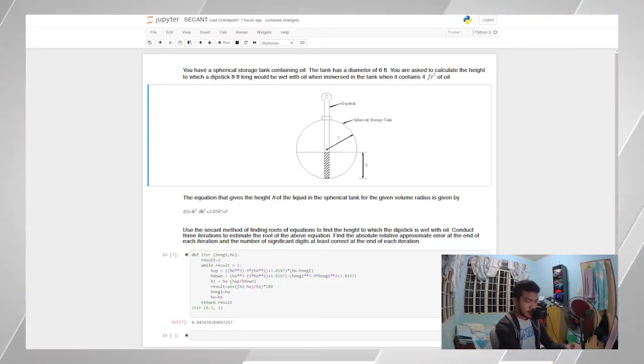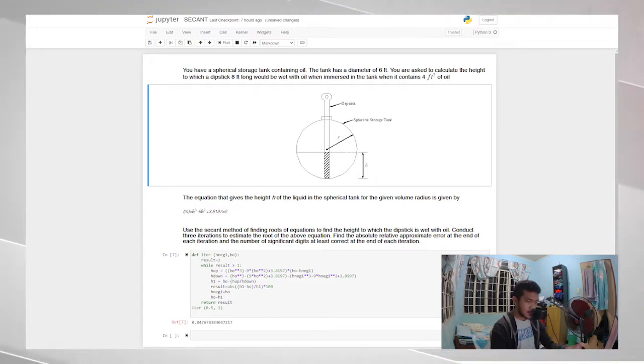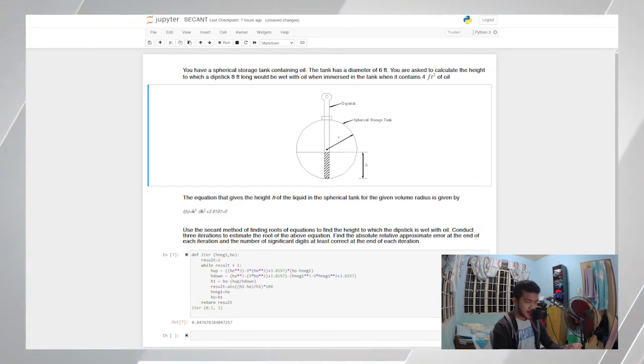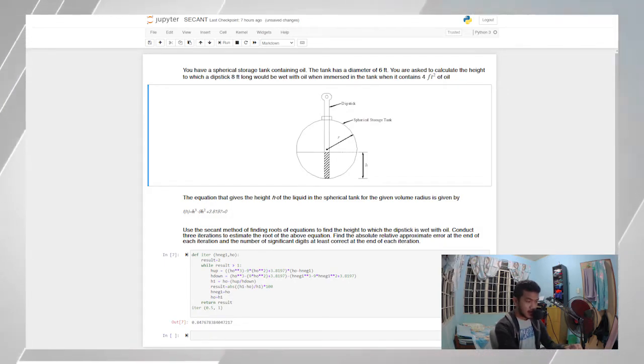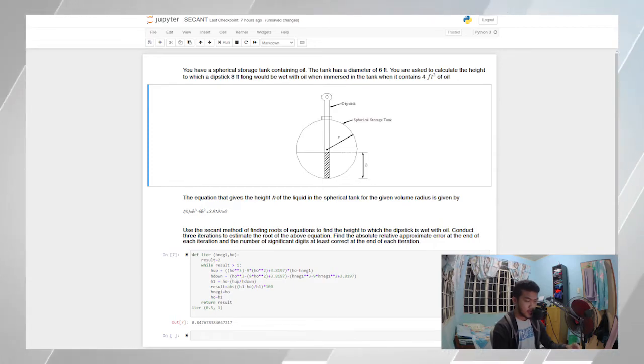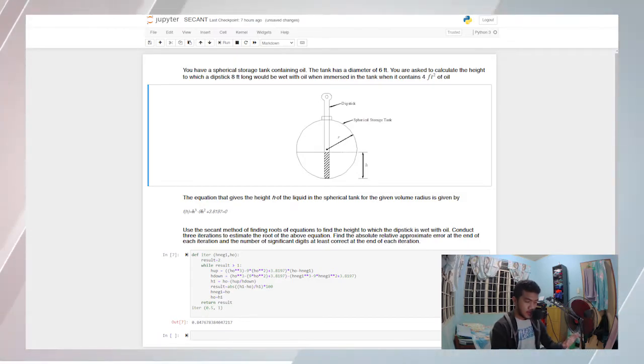Once we get h1, we'll then need to find the absolute value of h1 minus h0 over h1 times 100. So basically that's a percentage. And then since we need that value to be carried to the next iteration, I equated h0 to h neg 1 and h1 to h0. So basically it did the equation 3 times until it got a value lower than 1.